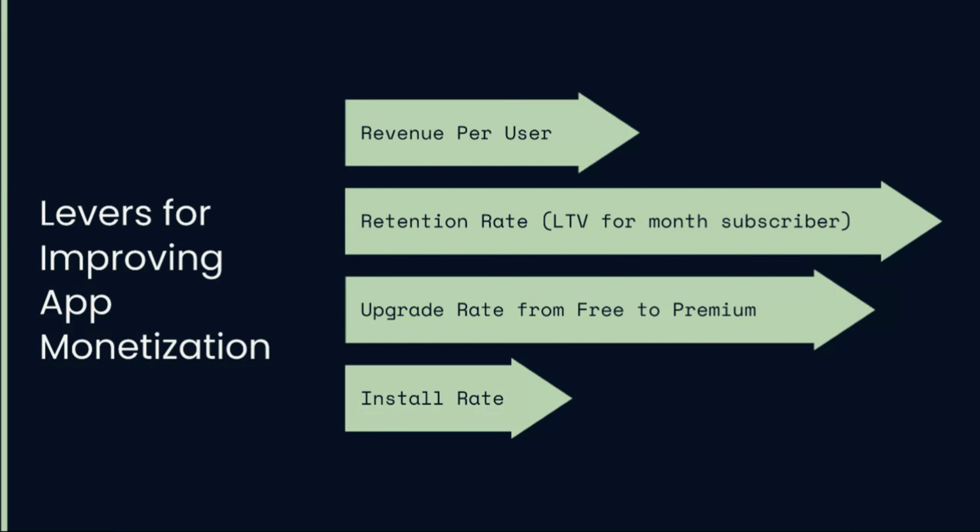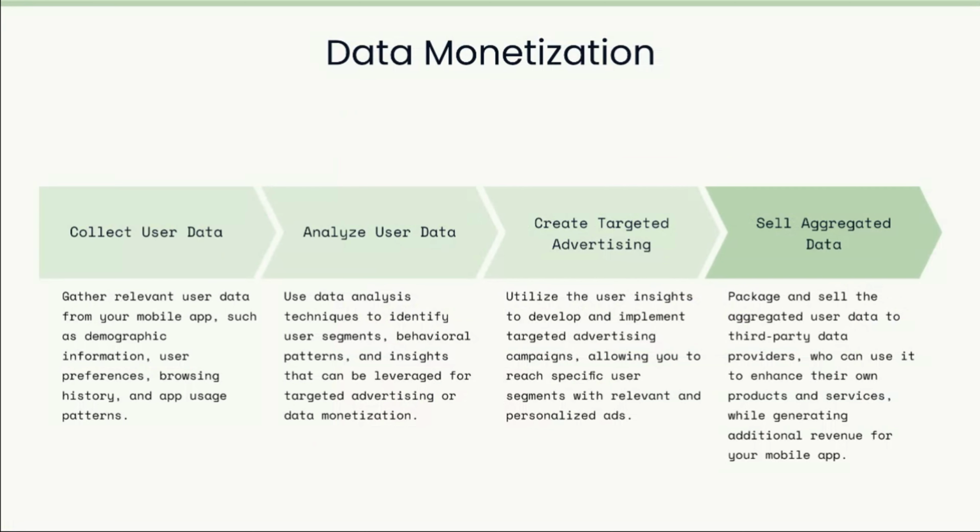And then you back out, again looking at your install rate. The more people that you have installing the app, the more people are going to be farther down the funnel to actually make a purchase. So those are some of the key levers that you can look at improving to improve monetization.